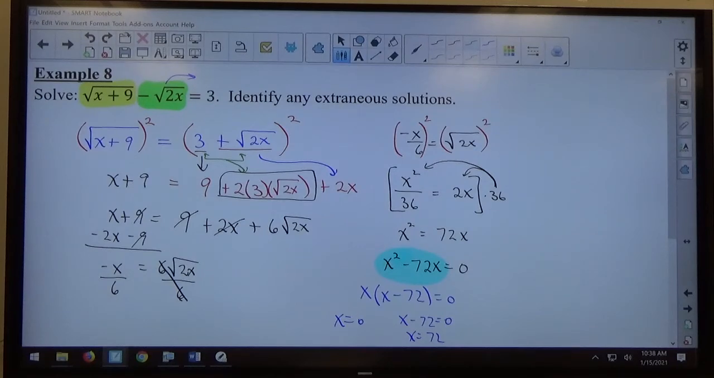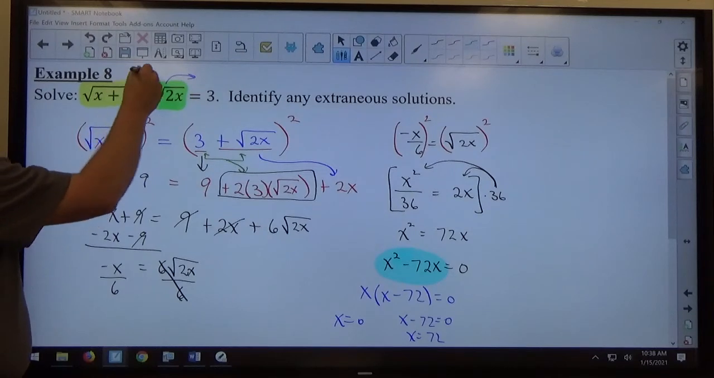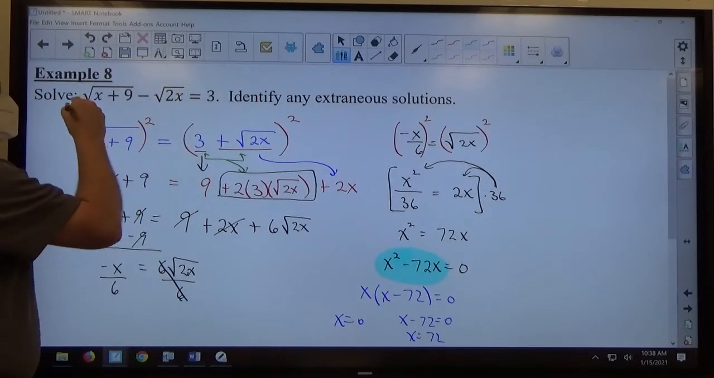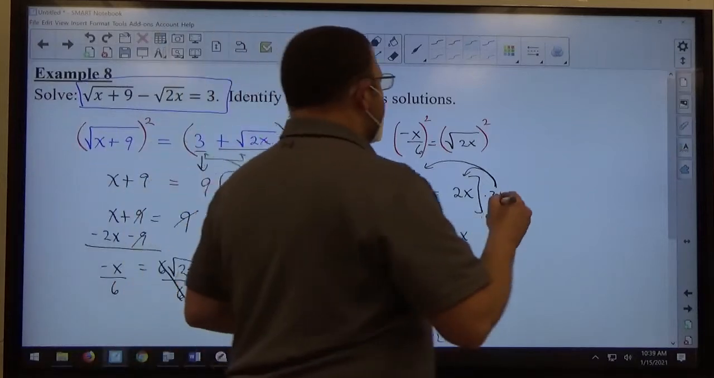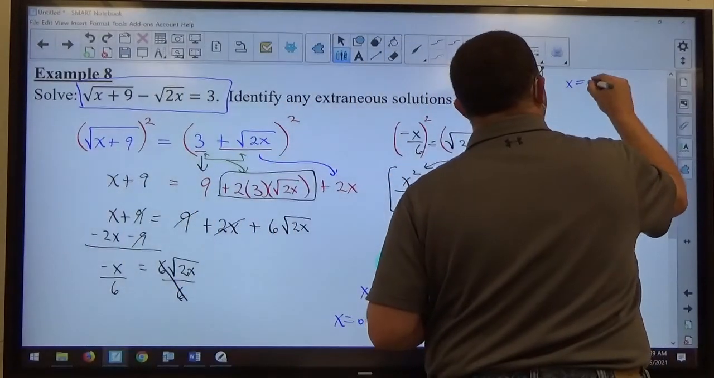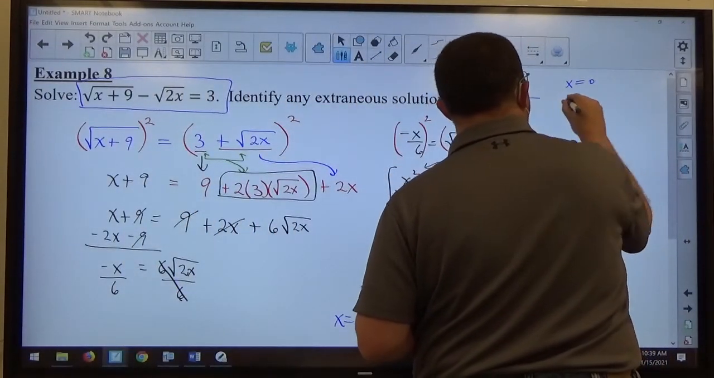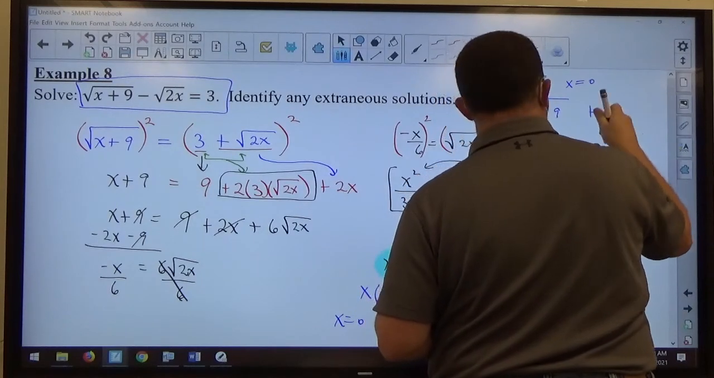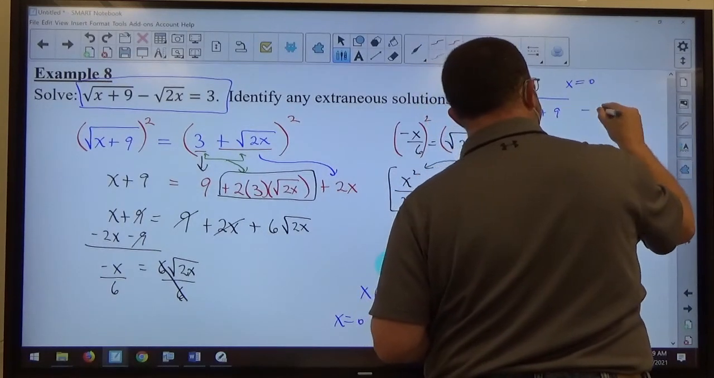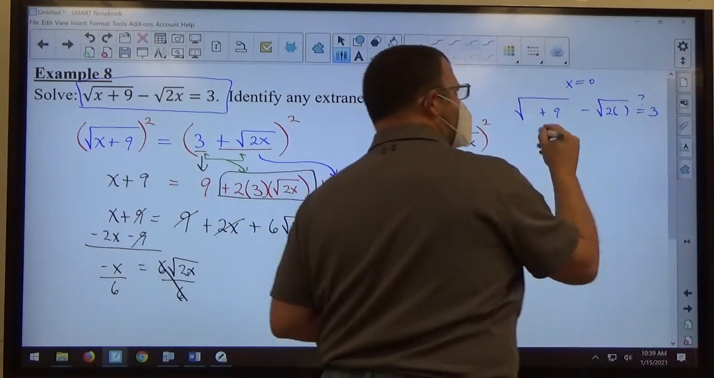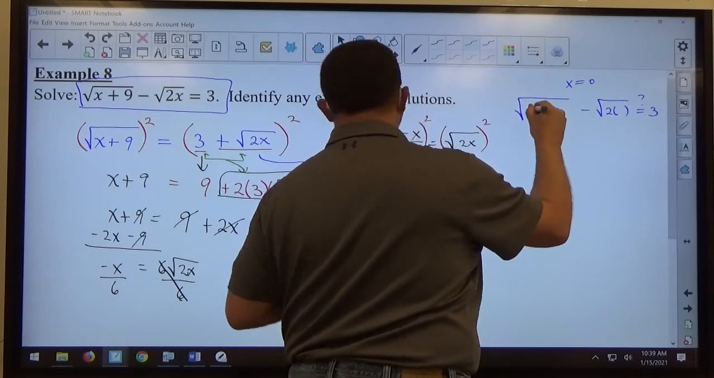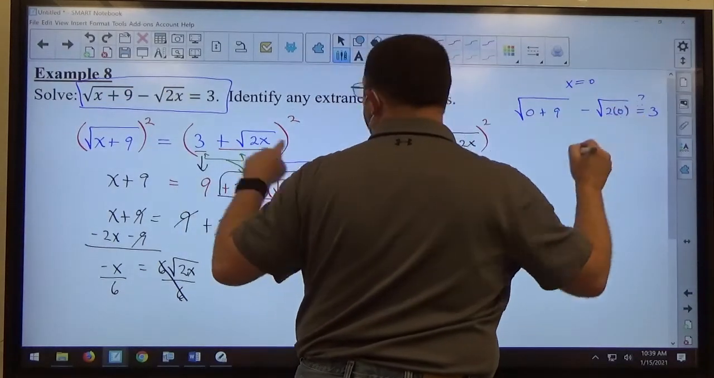They either work or they don't. My last task is to go back to the original problem, right up here, before we modified it whatsoever. I'm going to replace x with the number 0, see if it works. Replace x with the number 72, see if it works. So let's try 0 first. X equals 0 is my attempt here. I have the square root of x plus 9 minus the square root of 2 times x equals 3, maybe. So 0 goes in place of this x, and 0 goes in place of that x.